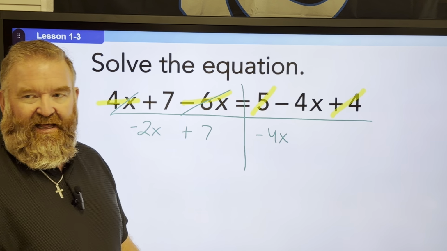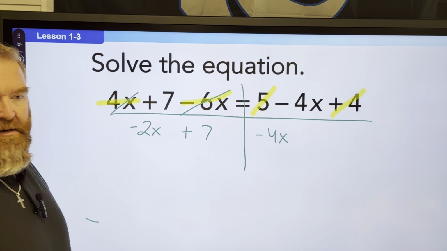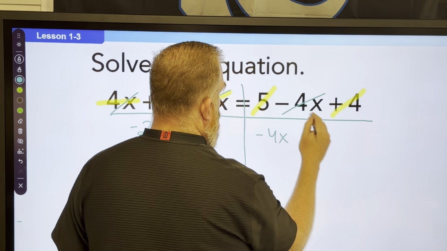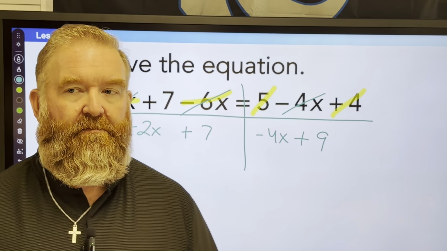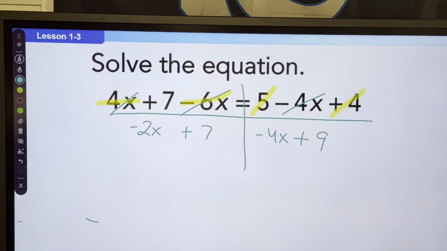I'm the same way. I like the letter to go first. I like the variable to be first. What's 5 plus 4? Positive 9. Guess what? We have combined like terms. Everybody good? I like this one because one side has a variable for like terms, the other one has a constant for like terms. Is everybody okay?